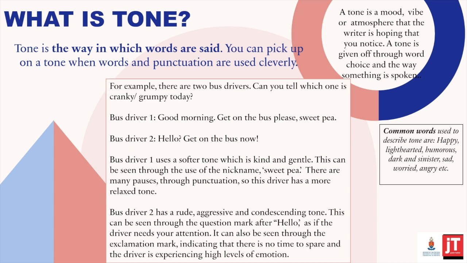Let's have a look at the circle in the top right hand corner. A tone is a mood, vibe, as the kids would say, or atmosphere that the writer is hoping that you notice. It's coming from the writer and the way they've chosen to write their story. A tone is given off through word choice and the way something is spoken. Common words used to describe tone are a happy tone, a light-hearted tone, a humorous tone, if it's funny, a dark and sinister tone, if it's scary, a sad tone, a worried tone, an angry tone, etc.